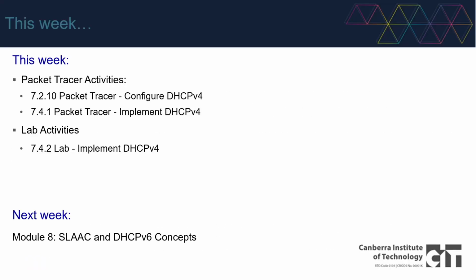These are the required activities for this week. So for this week, I'm expecting you guys to complete the Packet Tracer on configuring DHCPv4, implementing DHCPv4, and also lab 7.4.2, which is just basically implementing DHCPv4. Next week, we're going to go to module number 8, and we're going to talk about SLAAC and DHCPv6 concepts.